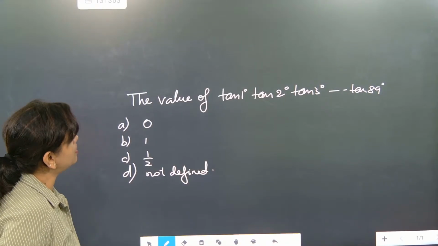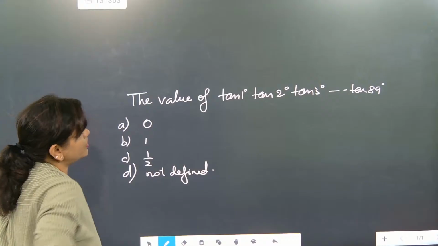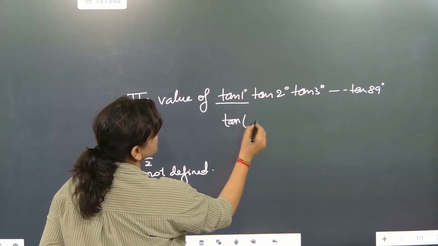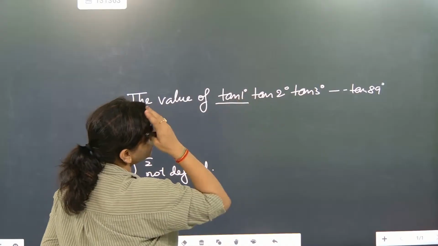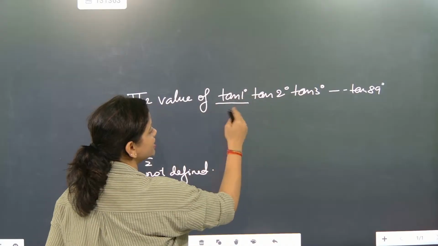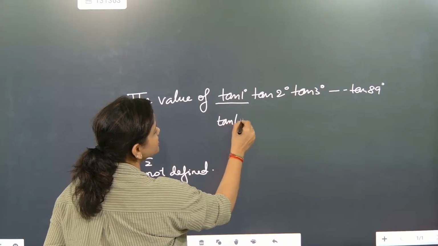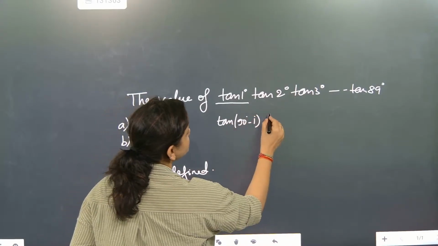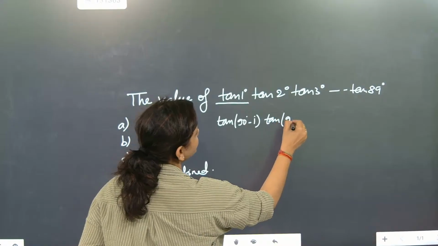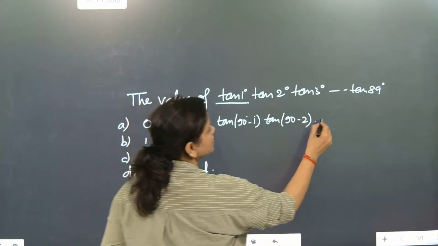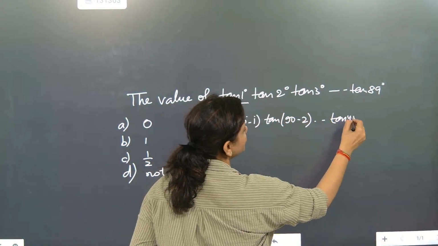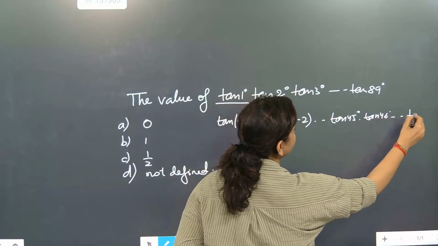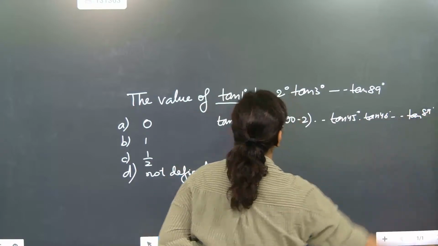Just try to solve this question and check whether the expected answer is coming. Tan 1 is there now. If tan 1 is there, then what can I write? Tan 1 can be written as tan(90 minus 1), and this part will become tan(90 minus 2) till tan 45 degree. The rest, tan 46 degree to tan 89 degree, you keep as it is.